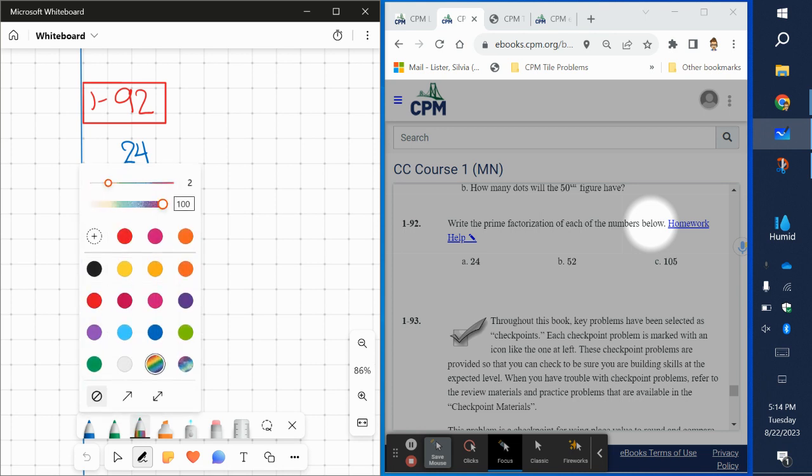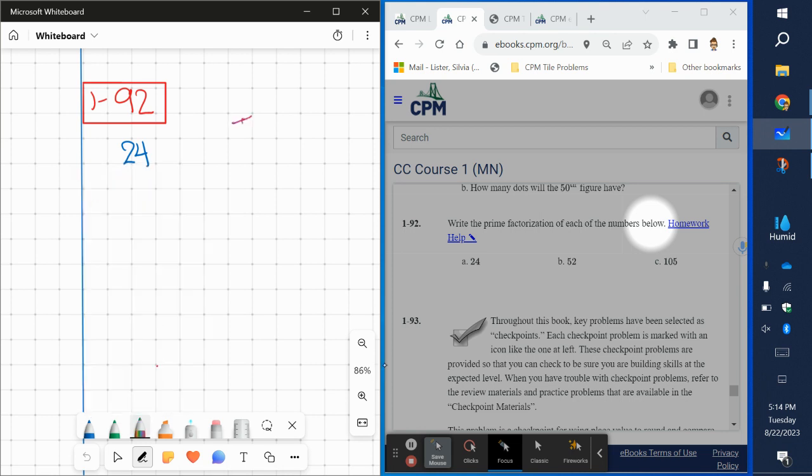So I'm going to take a moment and I'm going to think. And I'm going to remember that prime means it only has 1 and itself as factors.